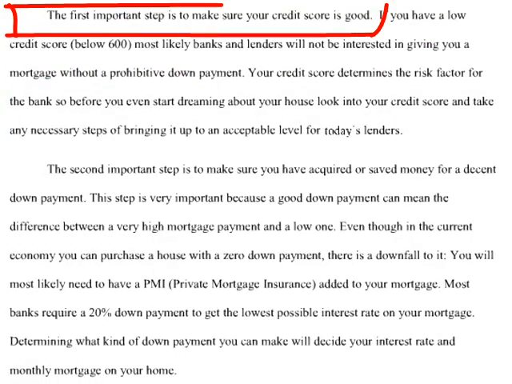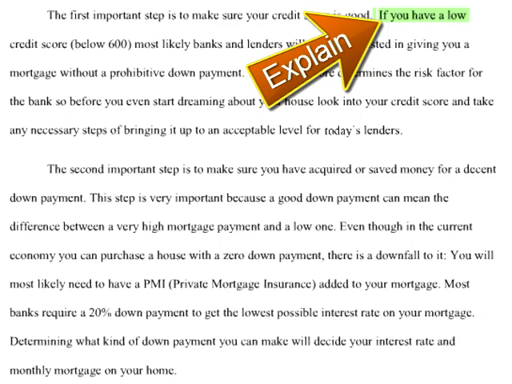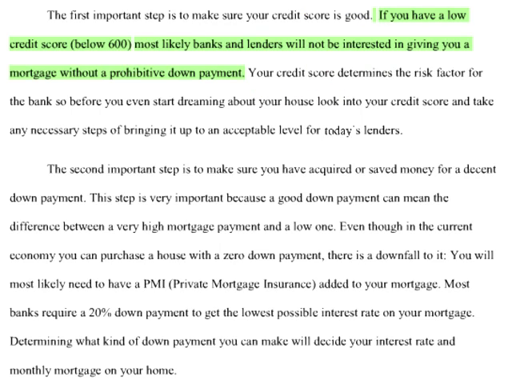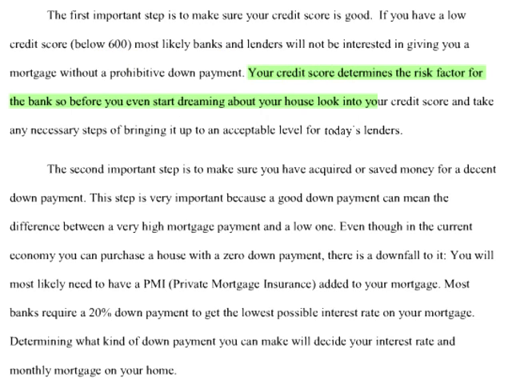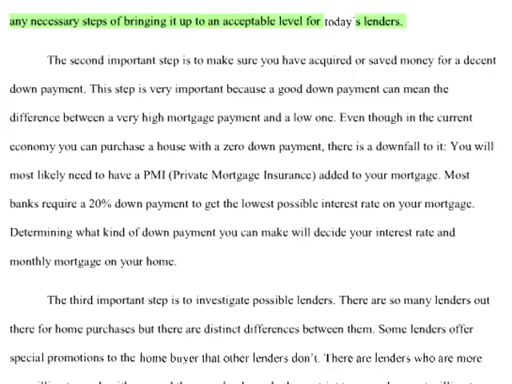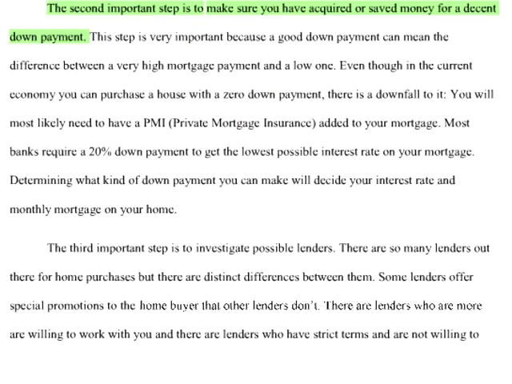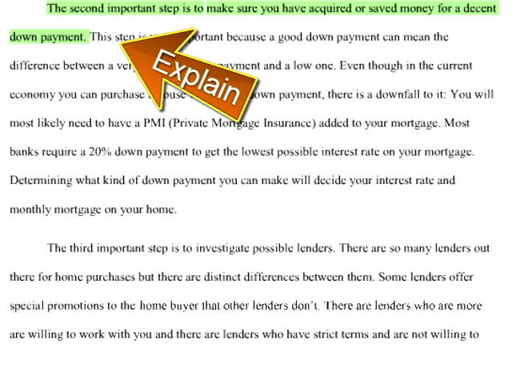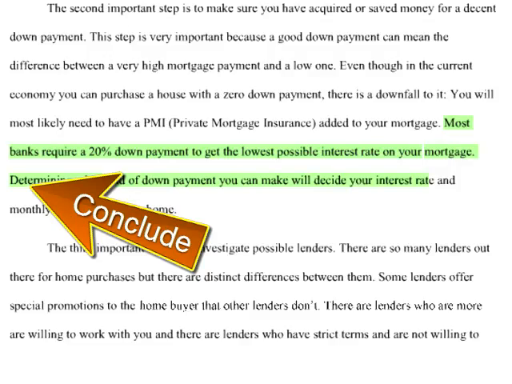The first important step is, and then here's your main idea, ensuring you have a good credit score. That's stated. Then it's explained what a good credit score is, something 600 or above. Then it is supported and concluded. Same thing with the second body paragraph, a statement of the second main point. The second important step is to make sure you have acquired or saved money for a decent down payment. That is explained, that is supported, and then it is concluded.